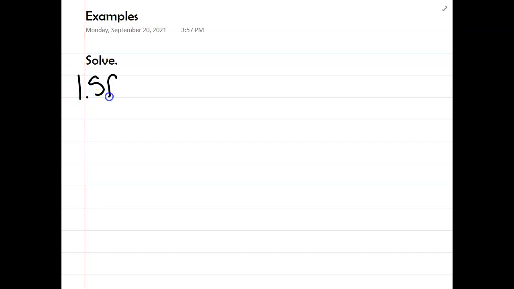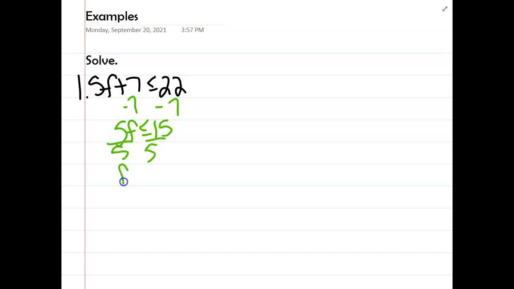All right, so number 1. Okay, let's say we have 5f plus 7 is less than or equal to 22. So, I mean, you could go through all of those steps, right? Distribute, combine like terms, get your variables on the same side. You don't have to do any of those. This is just a simple 2-step equation. So, if I subtract 7 from both sides, we have 5f is less than or equal to 15. Divide by 5, we have f is less than or equal to 3.